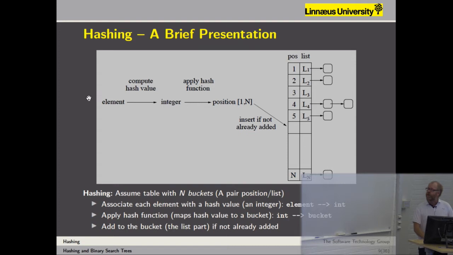What I do first is compute the hash value of the element. The hash value is an integer representation for this particular object, whatever object it is. Then, based on this integer, I apply something called the hash function. The hash function takes the integer and points out a position in the bucket list. So I give the element a hash value. The hash value might be 1, 2, 3, 4, 5. And based on this hash value, we say, okay, the element should be inserted in a certain bucket.